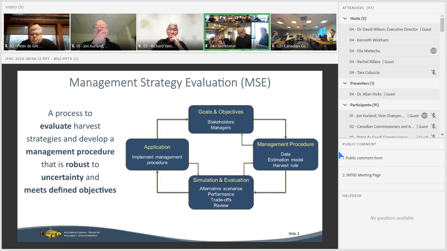The harvest strategy policy is really now we're moving into that application part of the process, the MSE process. And I just want to highlight too that these arrows are showing this is an iterative process. So I don't want anyone to think that the application step or the adoption of a harvest strategy policy or a management procedure is the end of the line, and then we're all stuck with that for however long it is. No, we're still going to learn from what we observe, and there will be chances in the future to update that.